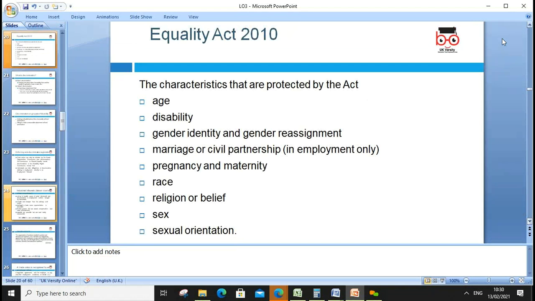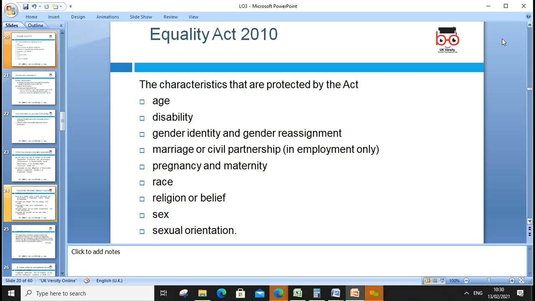Next we have major legislation, which we discussed. Then the Equality Act 2010. So what are the characteristics protected by the Act? Age, disability, gender identity, marriage, civil partnership, maybe maternity.